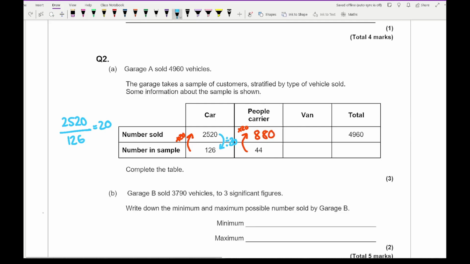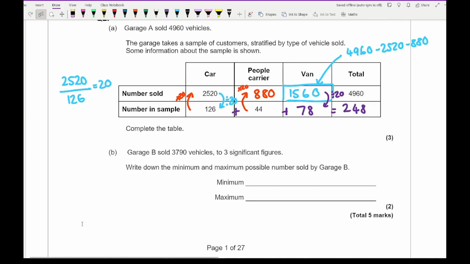For the vans, what I need to do for this value here is basically take 4,960, take away 2520, take away 880, and that leaves me with 1560. And then if I divide that number by 20, I get a total of 78. And then for the total, all I need to do is add these three numbers up, and I get an answer of 248. Alternatively, I could have just divided 4,960 by 20.